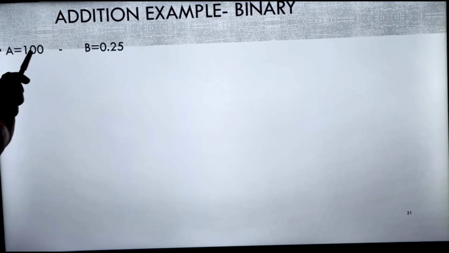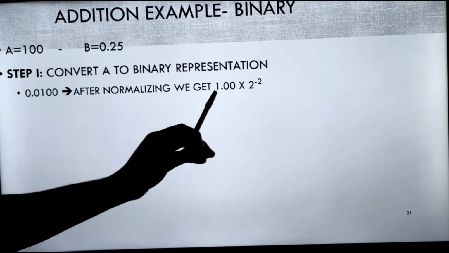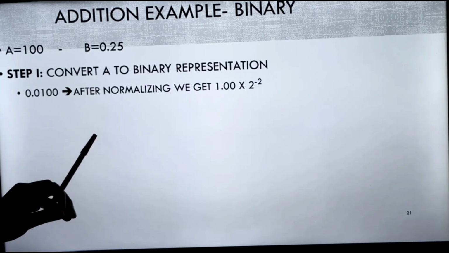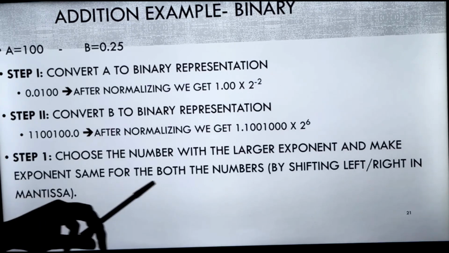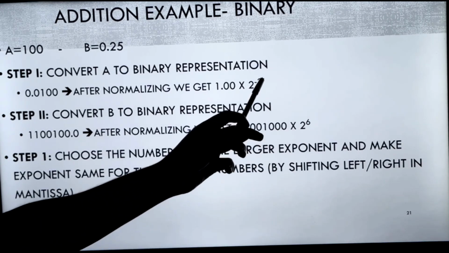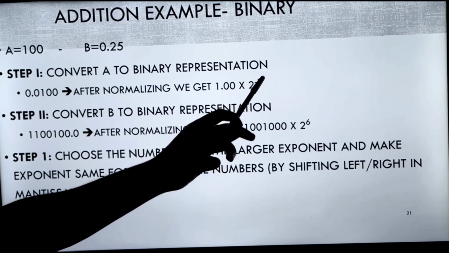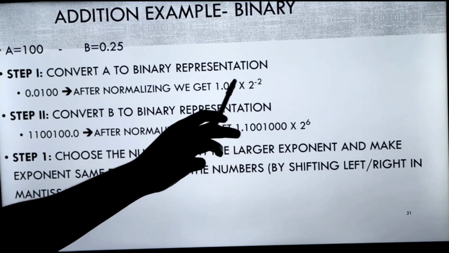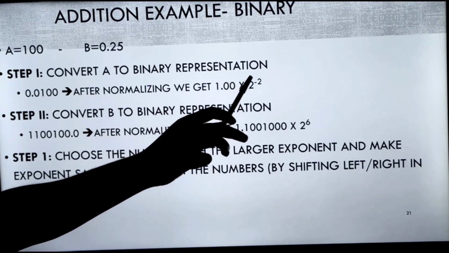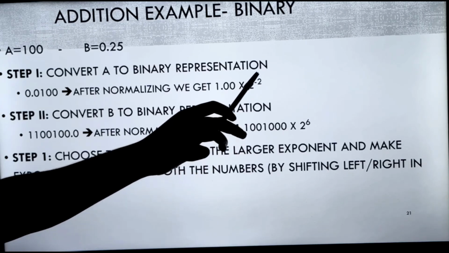Same thing, you just convert this 100 to binary number and then represent it in 1 dot something into 2 to the power something. Similarly for B also you do the same thing. Next, you have to go for the highest exponent, which is 6. I have to make 6 here also. To make it 6, it's minus 2. So if you want to make it 6, I have to move 8 times left hand side, right? Then only it will become 2 to the power 6. If I move 8 times, then it will be minus 2 plus 8. So it will be plus 6.